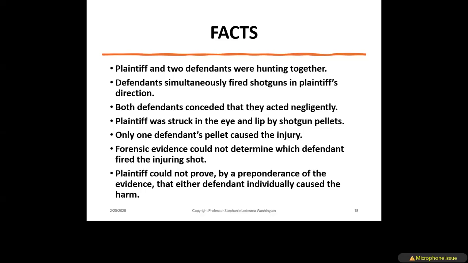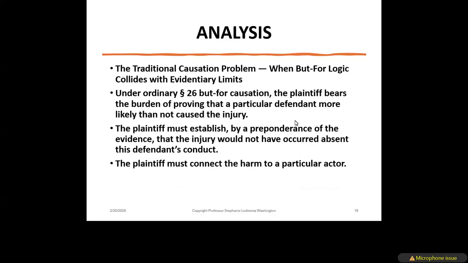We just can't identify which of the two negligent defendants the harm is linked to. If we approach this from a traditional causation problem, right, this is what we're going to have: evidence colliding with the reality.